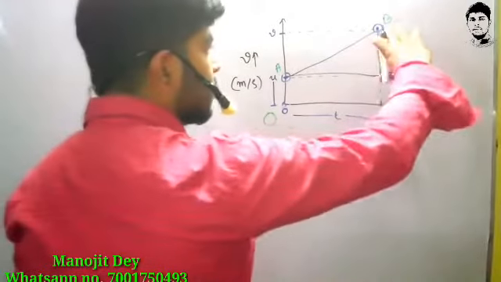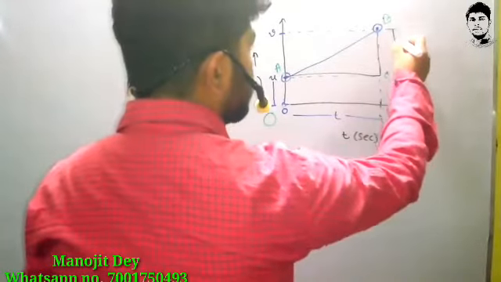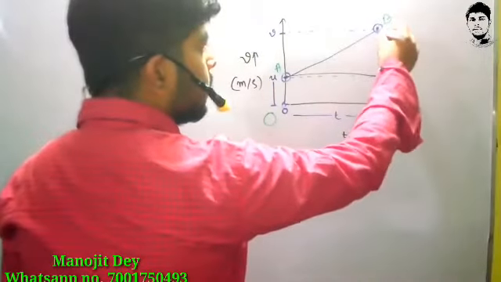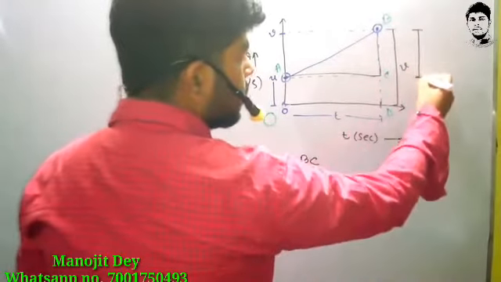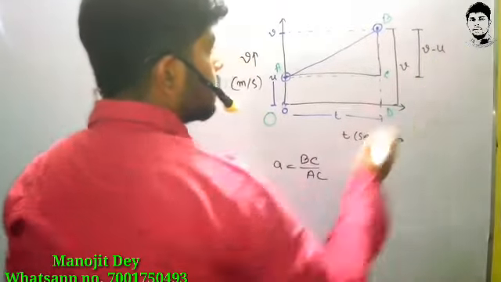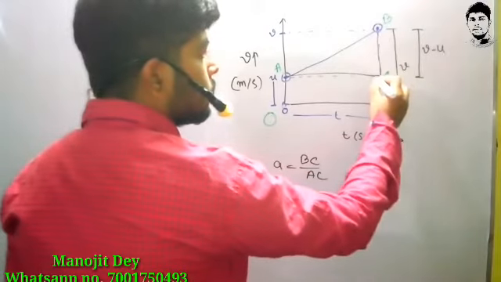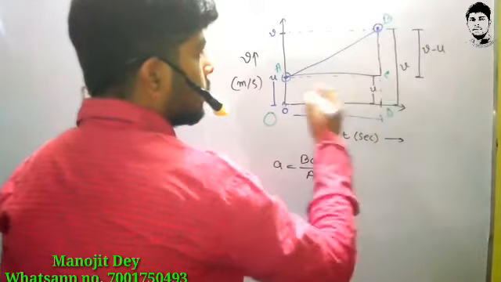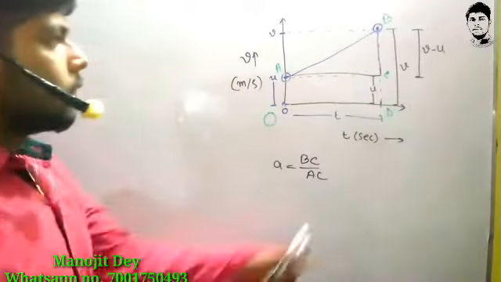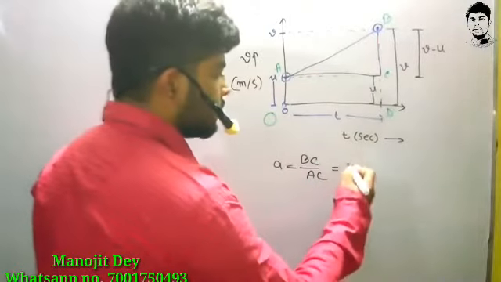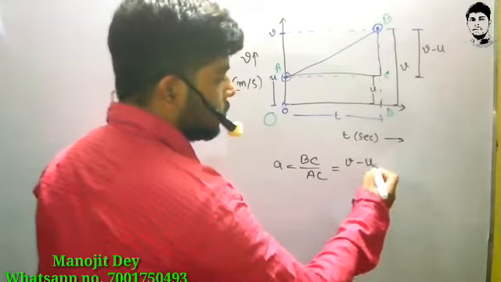So see, what will be the result of BC? This will be V. Okay, see here, the height is V. So what will be BC? BC will be V minus U, right? As this height is U, so the height of BC will be V minus U. So we have to write that BC is equal to V minus U, by AC.